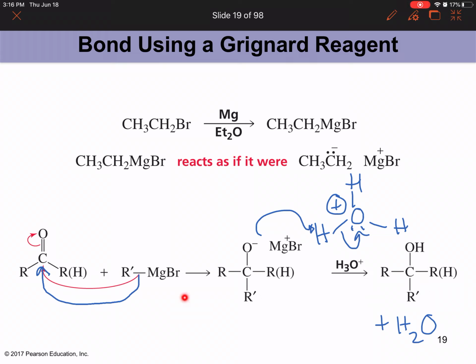Now what did we learn here? If you start with a Grignard reagent and an aldehyde or a ketone, the alkyl group on the Grignard reagent, R prime, will add onto the carbon of the carbonyl group in the aldehyde or the ketone, and you will get an alcohol, OH. Now this is not a nucleophilic substitution reaction. This can be considered a nucleophilic addition reaction because we added an alkyl group.